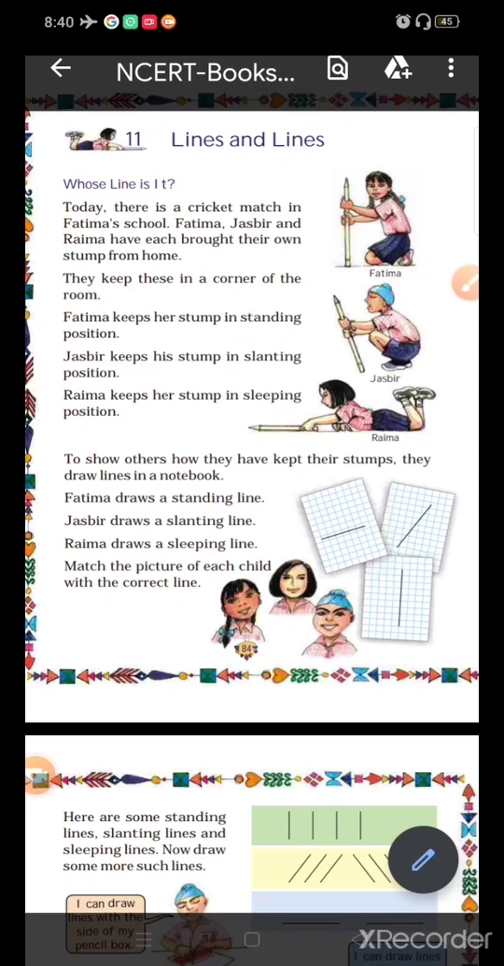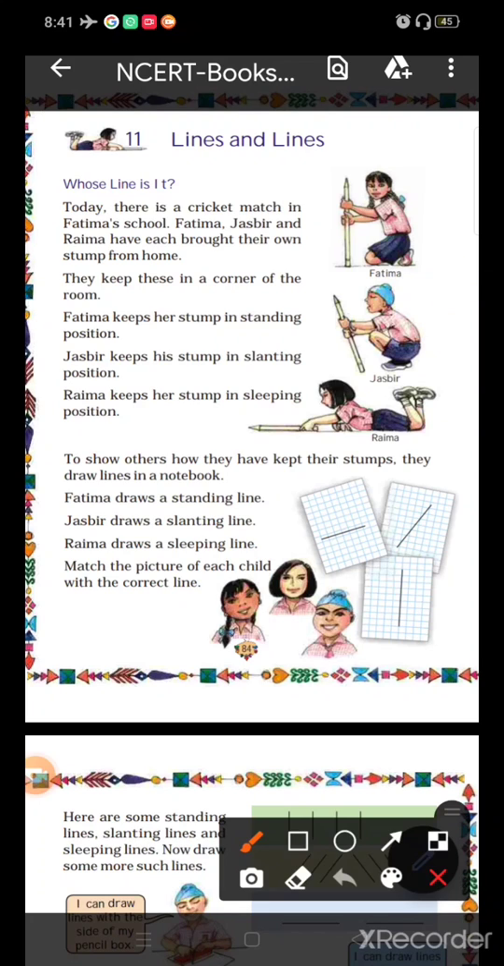Whose line is it? Today there is a cricket match in Fatima's school. Fatima, Jasbir and Raima have each brought their own stump from home. These are the stumps. Okay?